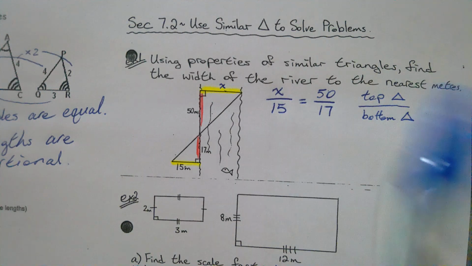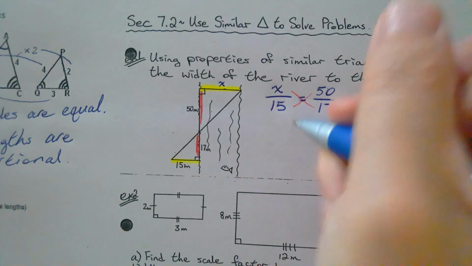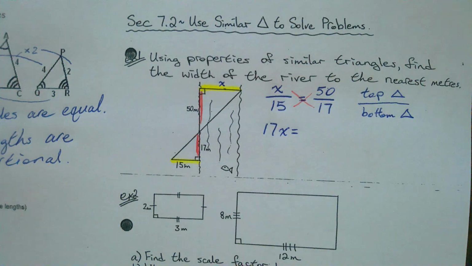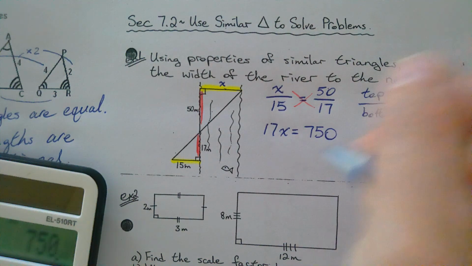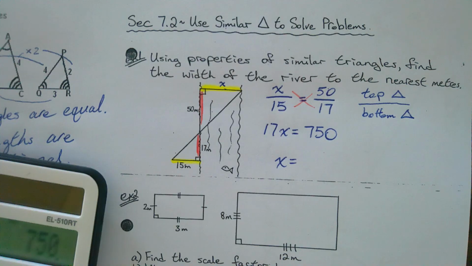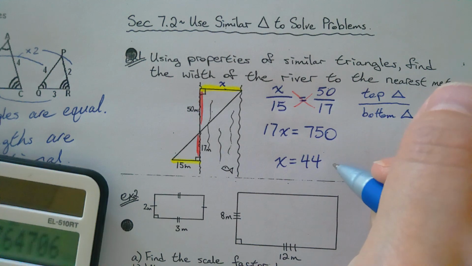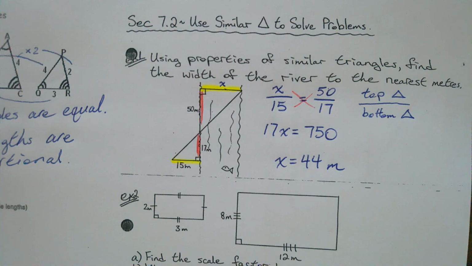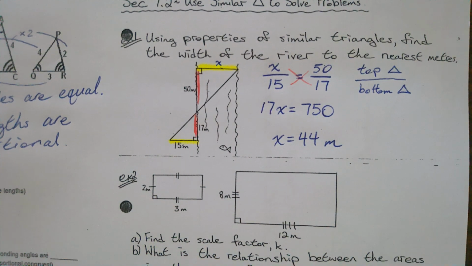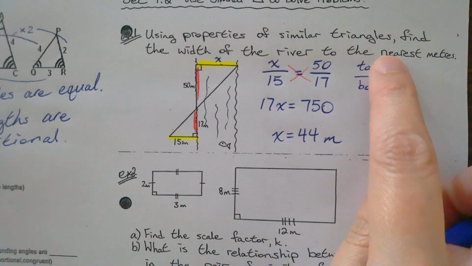Okay, now that I have a fraction equals a fraction, who remembers how to solve it? Yeah, cross multiply. So 17x equals 15 times 50, 750. And so x equals? Divide it. 44 point what? 0.1 what? Meters. Yes. All right. Was it 44.1 or 44? Oh, sorry. The question does say to the nearest meter. So 44.